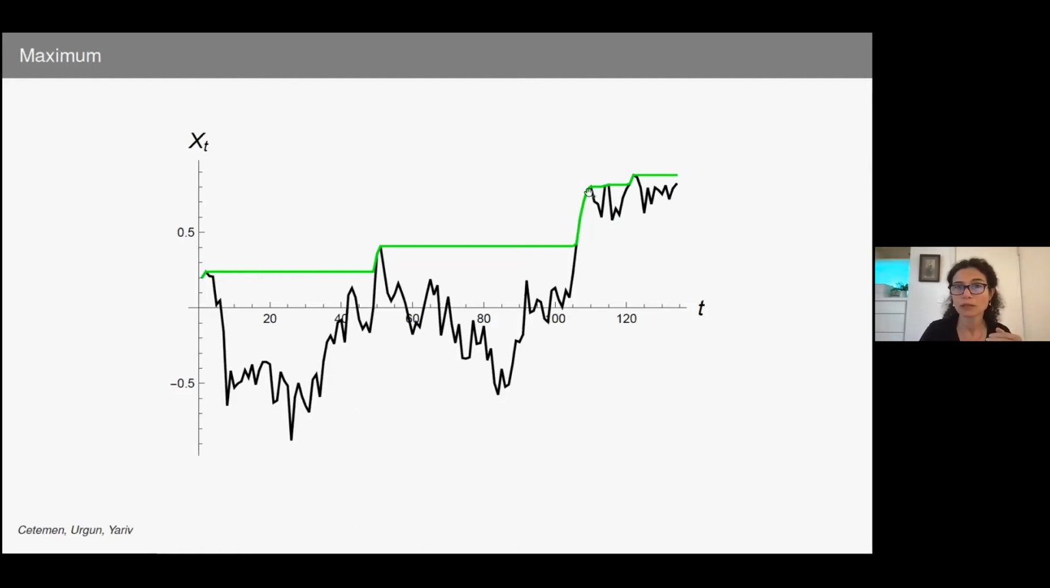Now, when you look at this segment, for example, here it looks as if the green and the black coincide. That's actually a bit of an optical illusion because the measure of times at which this happens, where the maximum coincides with the search value, is of measure 0.